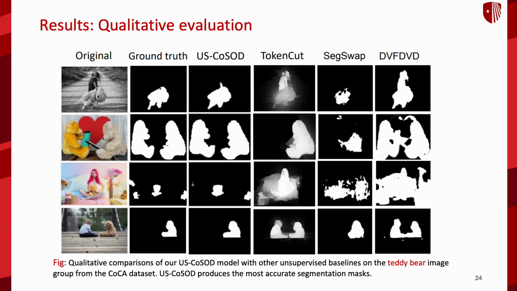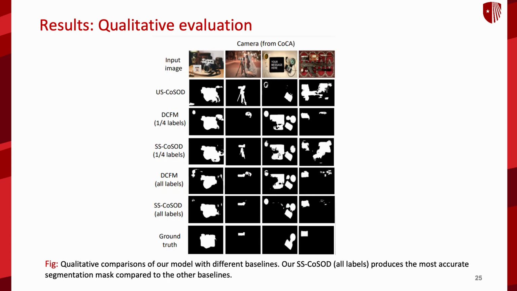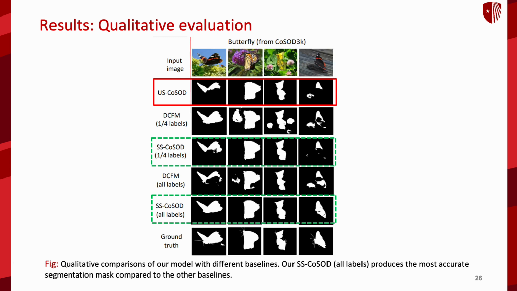Here, we compare the predictive performance of different unsupervised CoSOD baselines with our model. We see that our US-CoSOD model produces the most accurate segmentations. Here, we qualitatively compare the CoSOD predictions from different baselines with our SS-CoSOD model. We see that our US-CoSOD generates reasonable prediction masks, and our SS-CoSOD approaches further improve these predictions while performing better than the fully supervised DCFM trained with limited labels. More examples next.